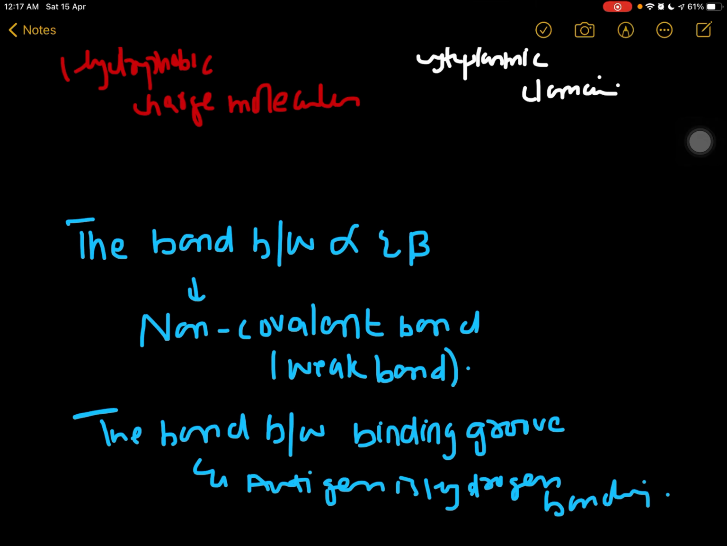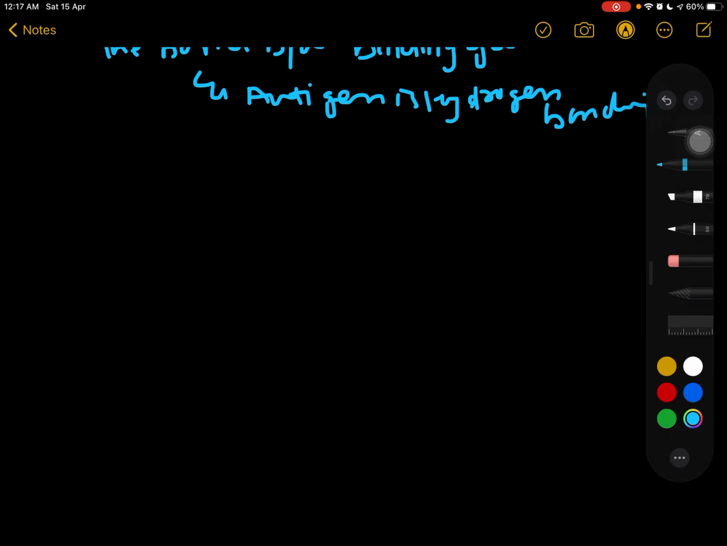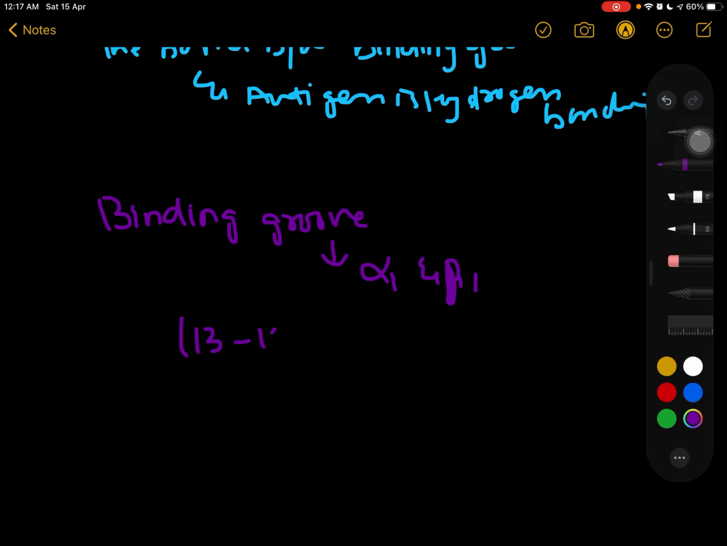If we talk about the binding groove, as I said, this binding groove is basically made up of alpha 1 and beta 1. So basically the polypeptide chain which can join the binding groove is made up of 13 to 18 amino acids, right? It is made up of 13 to 18 amino acids.